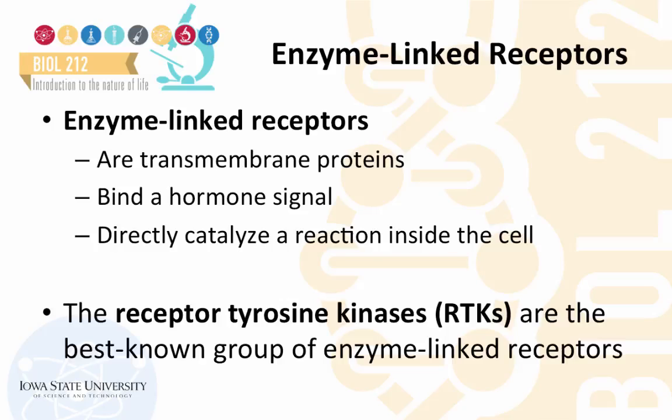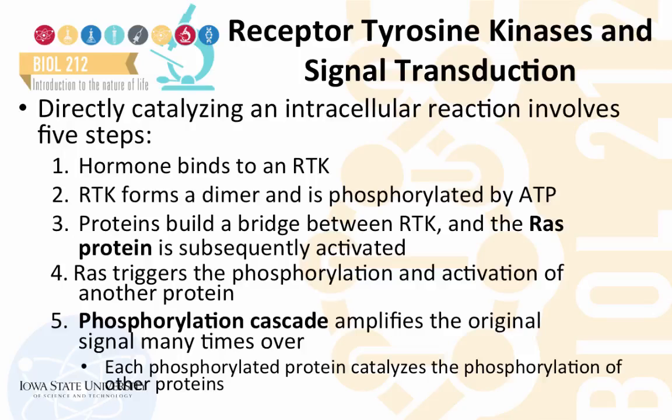The best-known group of enzyme-linked receptors are the receptor tyrosine kinases, or RTKs. So how do RTKs transduce signals to the inside of the target cell? They do this by catalyzing an intracellular reaction that involves 5 steps. First, the hormone binds to an RTK, after which the RTK forms a dimer and is phosphorylated by ATP.